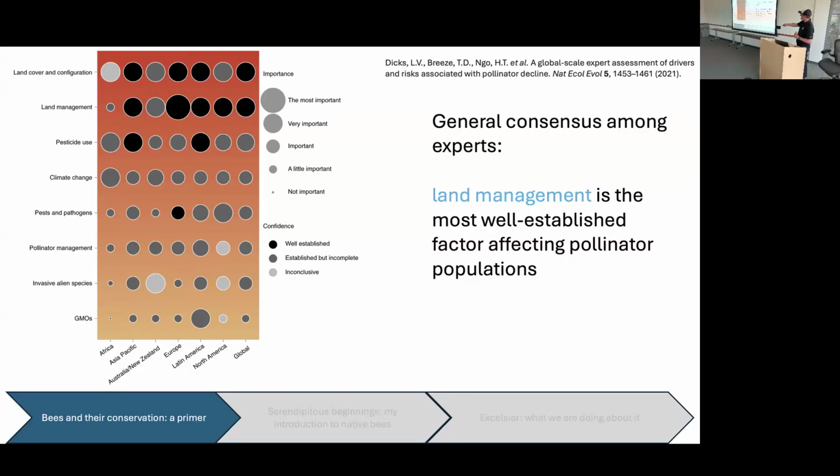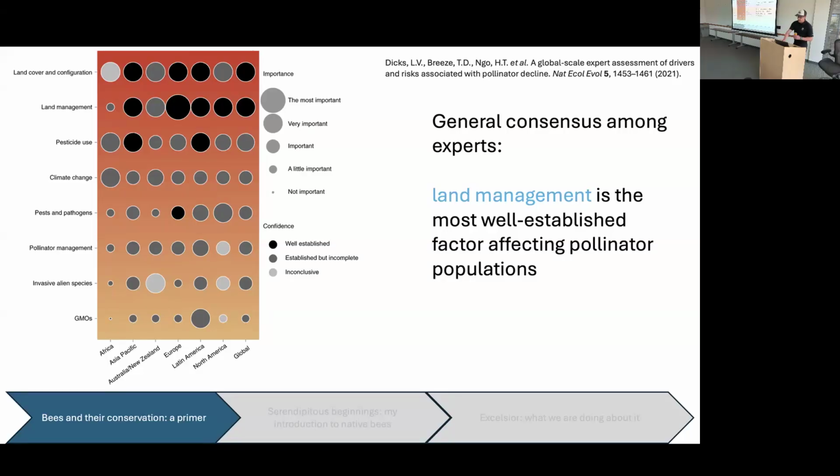across all continents. And what they did was basically ask them, which of these factors do you think are likely to have the most importance in affecting native pollinators? And what's your confidence in those different estimates? Like, how well established are they? How much do we know about them? And so big dots mean it's really important, and a dark color means it's pretty well established.